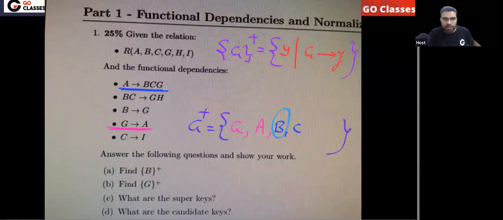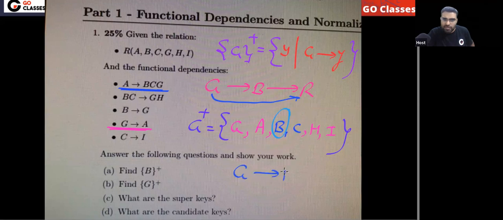So because of this B, now everything will come. Now you don't have to check. You can just simply say that everything will come. So G, A, B, C, and you will also get H, I. Now tell me, can I say that G can determine B? You can notice G can determine B, and this B can determine everything. So transitively G can determine everything. Agree? Yes or no?